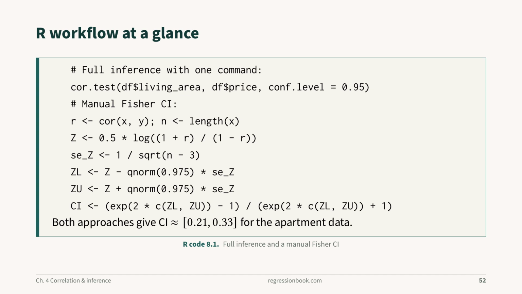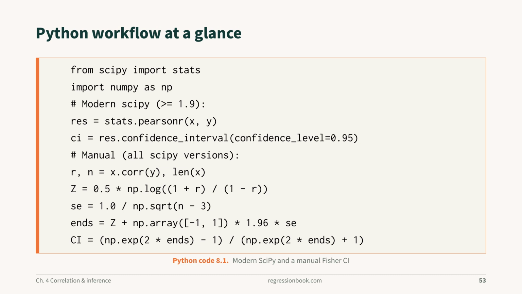The Python workflow shows modern SciPy's direct route, the Pearson correlation result carrying its own confidence interval method, alongside the manual Fisher construction that works in any SciPy version. The plus and minus array trick again builds both endpoints in a single line, and as everywhere in this course, the two languages agree exactly.